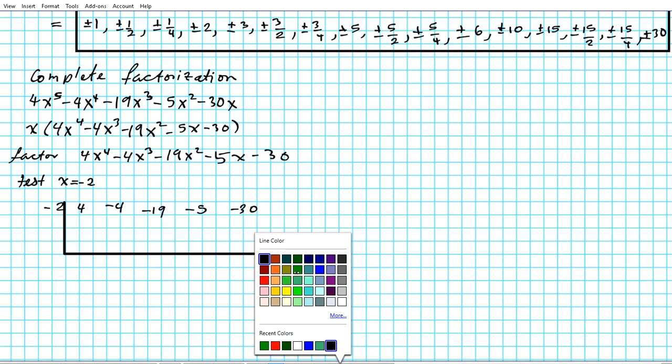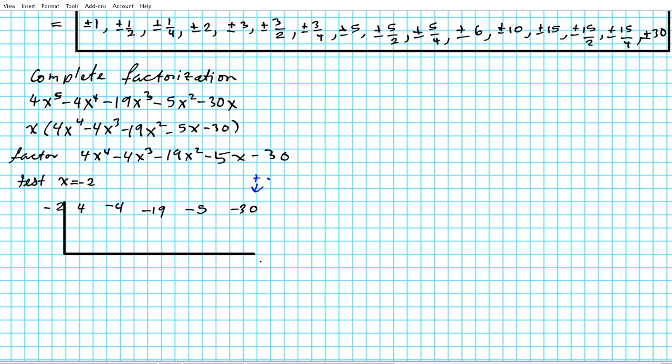All right, so you know how to do synthetic division. All you do is just add down, multiply across. Starting with 0 here, you add down, you have a 4, multiply across, -8, add down, -12, multiply across, 24, add down, +5, multiply across, -10, add down, -15, multiply across, 30, add down, 0. Perfect. So if you have a 0, that means that whatever you selected is a factor, okay? So based on what we have here, x equals -2 is a root, since the remainder is 0.